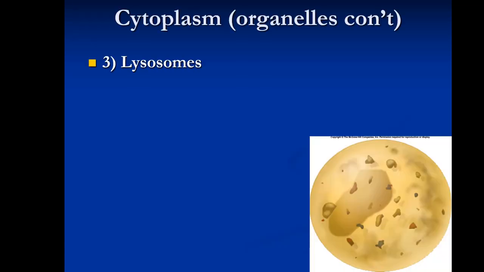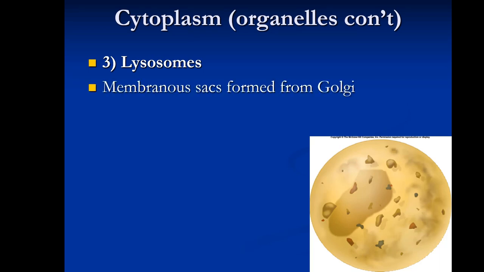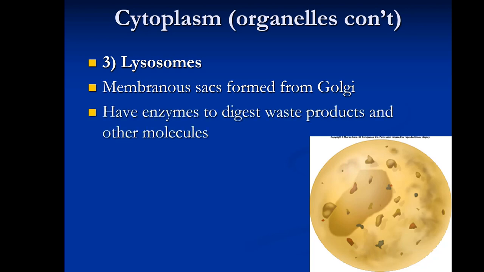Which leads us here, lysosomes, another organelle. They're membranous sacs formed from the Golgi apparatus. They have enzymes to digest waste products. So you can think of these kind of like garbage trucks. They go around the cell breaking down things that are just waste products and getting rid of things, cleaning up the cell basically. So lysosomes clean up the cell.